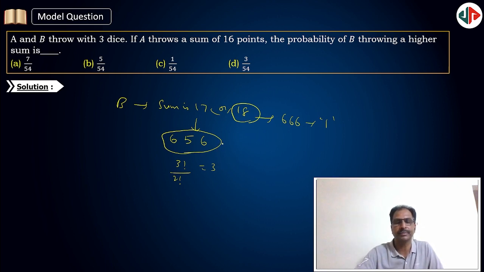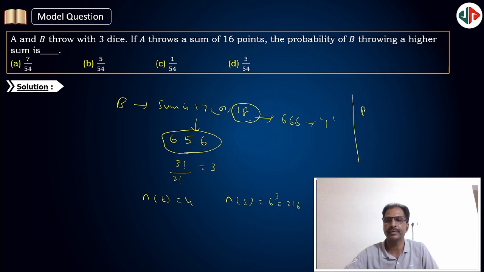Minimal possibilities of sum 18, so sum 17, 665. So n of e will be 4, n of s will be 6 cube, 216. So required probability p of e will be 4 by 216, which means 1 by 54, option C.